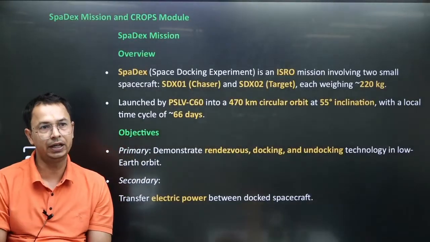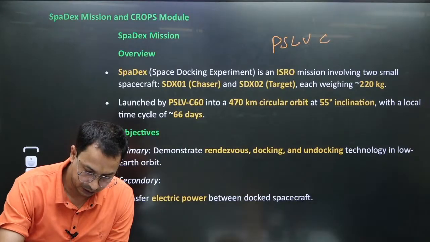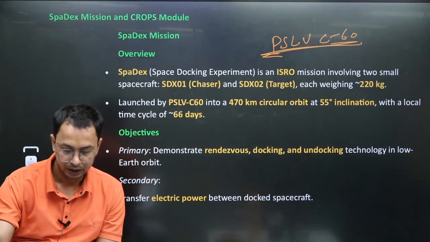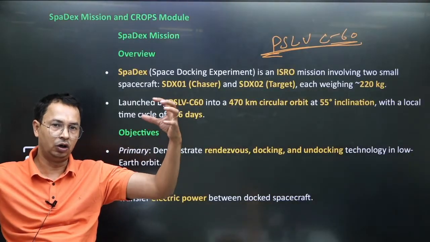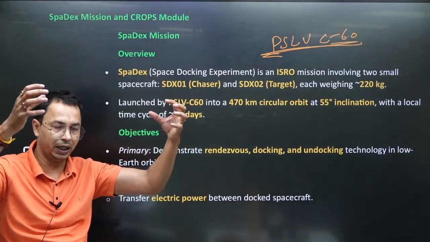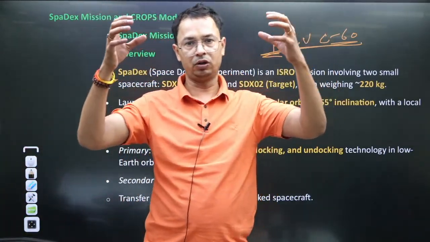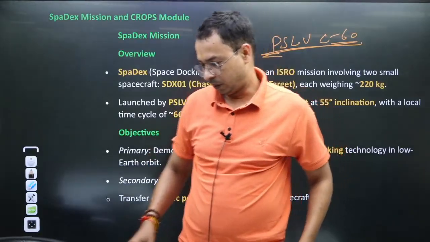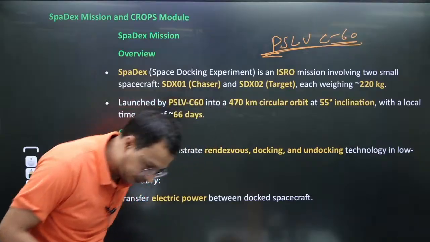Then we had the SpaDeX mission, PSLV C60. In the SpaDeX mission, what happened? We did the docking of 2 satellites in space. Now why are we doing such dockings? Because we have planned Chandrayaan 4.